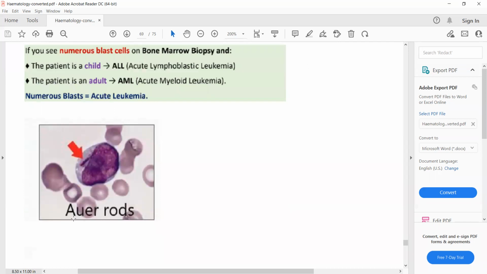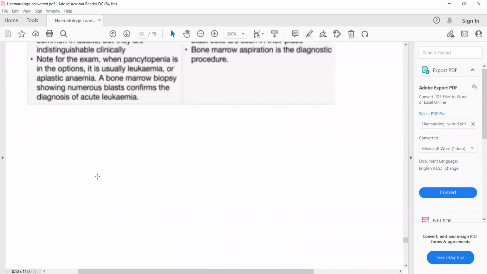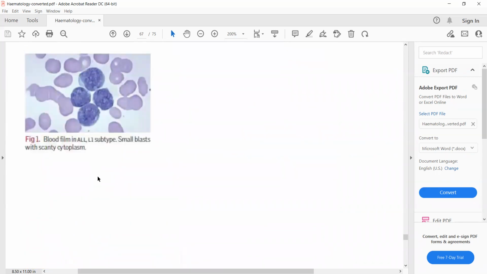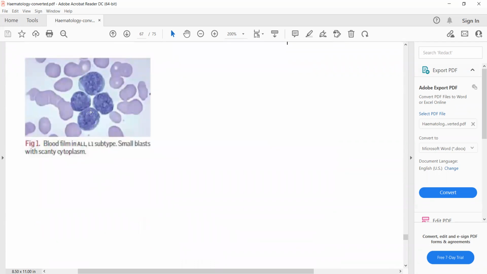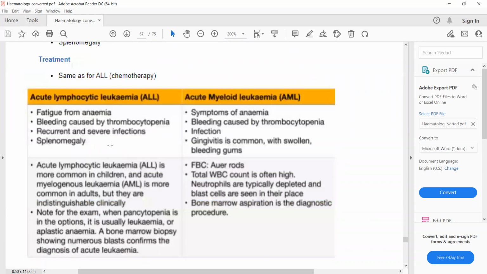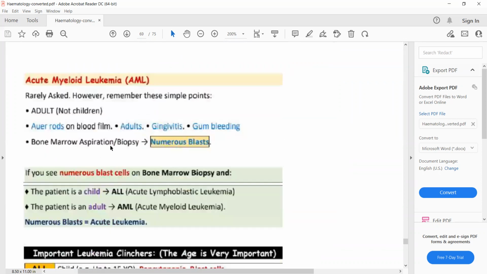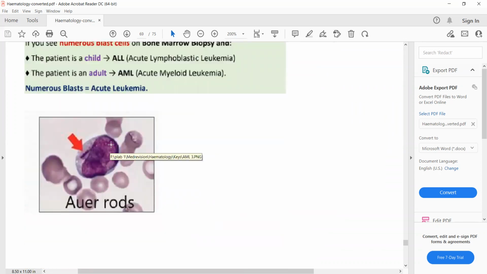You can see in this diagram that this is a myeloblast. One difference between myeloblasts and lymphoblasts is that myeloblasts are larger than lymphoblasts. You can see that this myeloblast is larger than these lymphoblasts, which have a very little amount of cytoplasm. Myeloblasts are larger than lymphoblasts and they will contain Auer rods. You can see these rod-type structures.